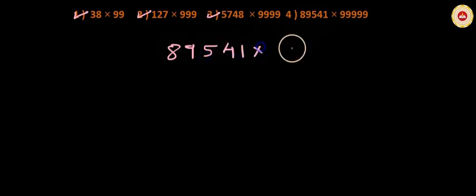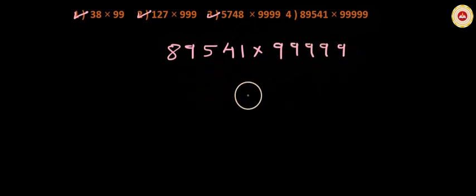Fourth example, 89,541 multiplied by 99,999. 9 five times. 1 2 3 4 5. Correct? So calculating the answer in two parts, left part and right part. What is left part? Left part is Ekanyunen of this multiplicand.